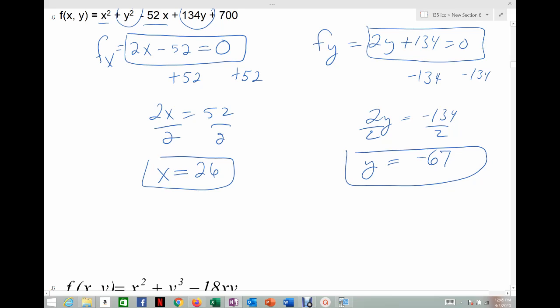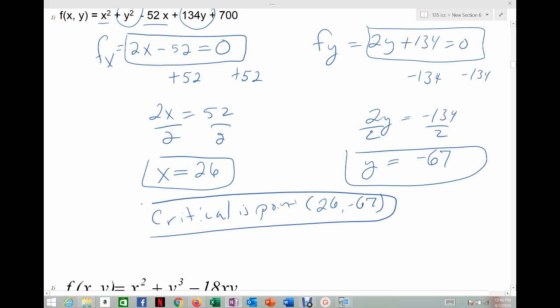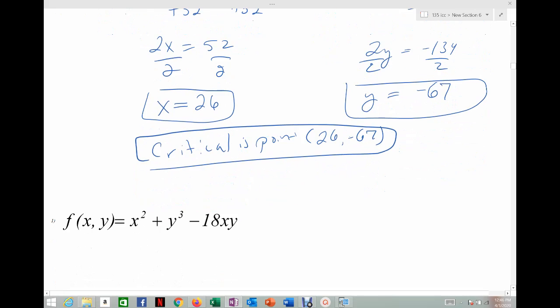If I plug in negative 67 into that equation, my first derivative with respect to y is 0, and so my critical value is the point 26, negative 67. Right, which it could be a max or min. I don't know yet. That will be the next set of notes where we determine whether that point is a maximum or minimum. There's a process for that too. But there is my critical value, which may or may not be a max or min.